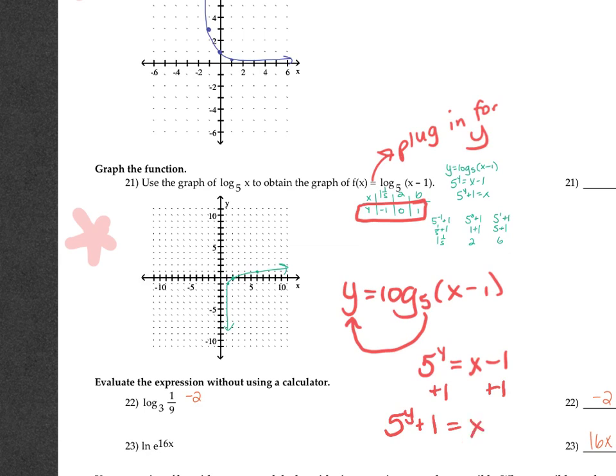And then I take each of these points and I plug them into the y. So 5 to the -1 is 1/5 plus 1 is 1 and 1/5. 5 to the 0 is 1 plus 1 is 2. And 5 to the first is 5 plus 1 is 6. And then you plot those points.